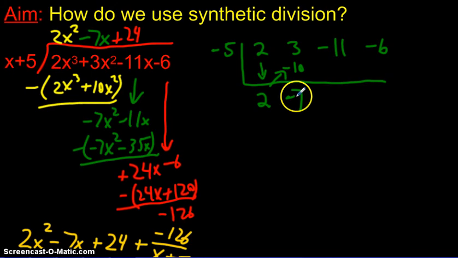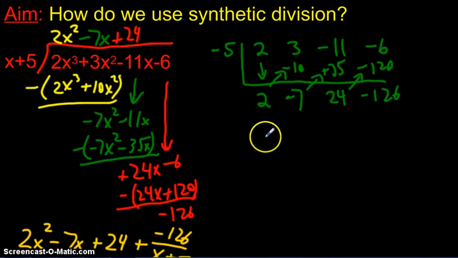Now we're going to do the same thing. Negative 7 times negative 5 is positive 35. And we will add downwards and we will get positive 24. These should all look familiar. They also came up here. And same thing, 24 times negative 5 is negative 120. This is our remainder. If we put that together, we get negative 126.